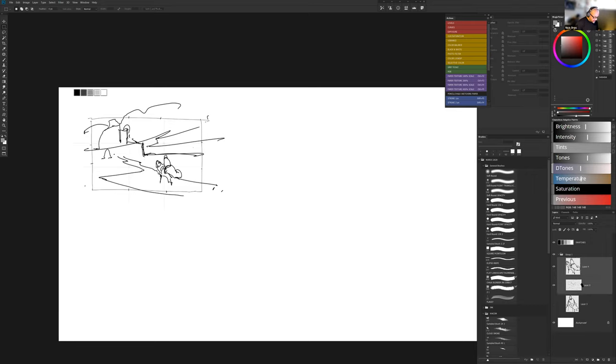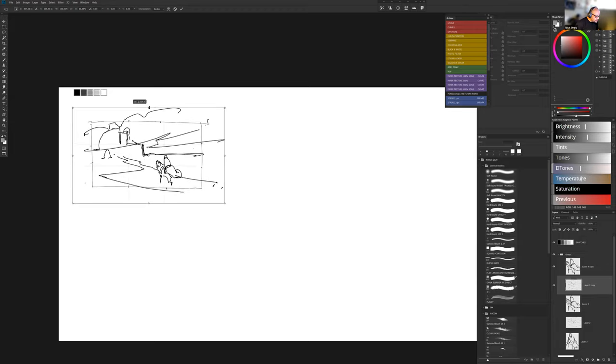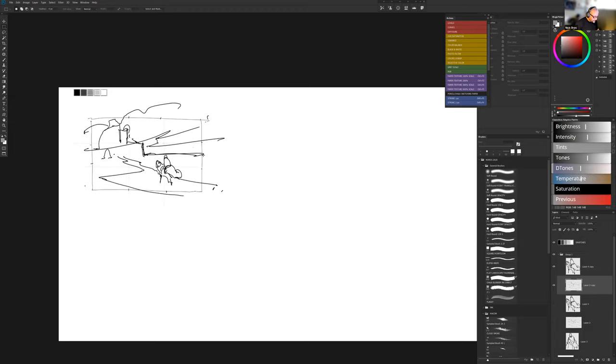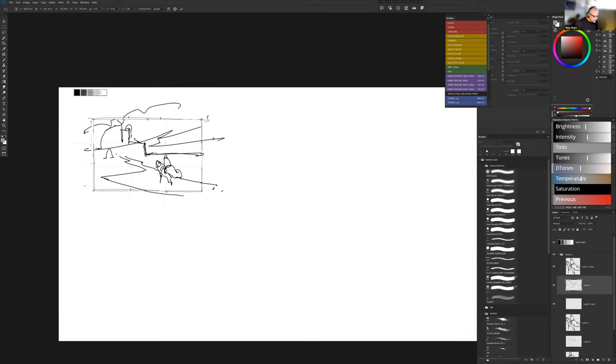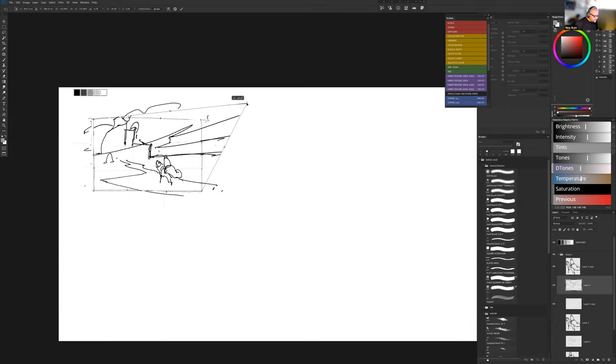I can duplicate these two and just hide these and say, if I'm not totally sure about this composition, let's see if we can, with the sketch, not spending too much time, without frame, of course. There. So let's see if we can make it even more interesting and dynamic, right?